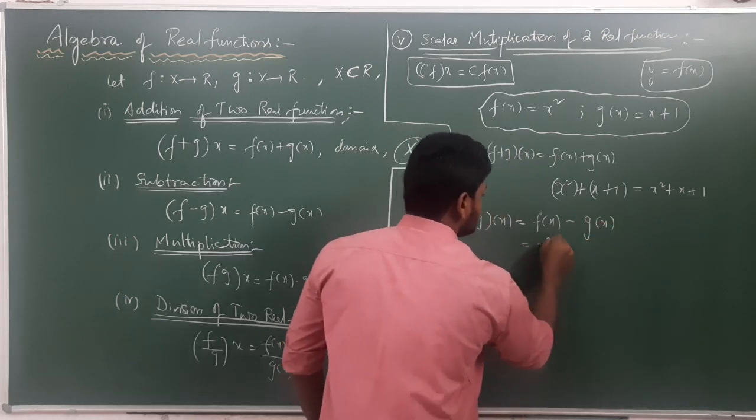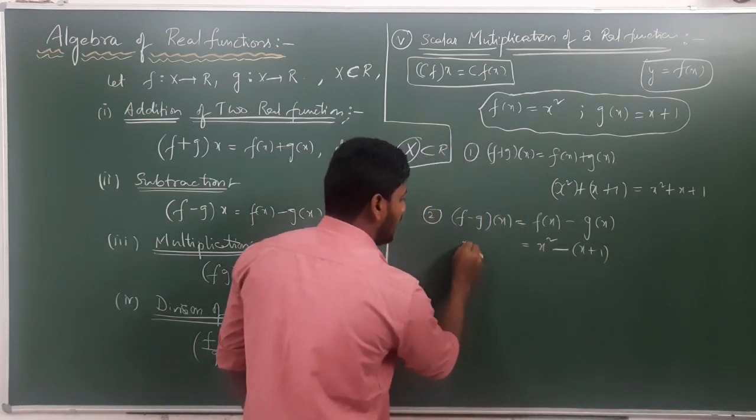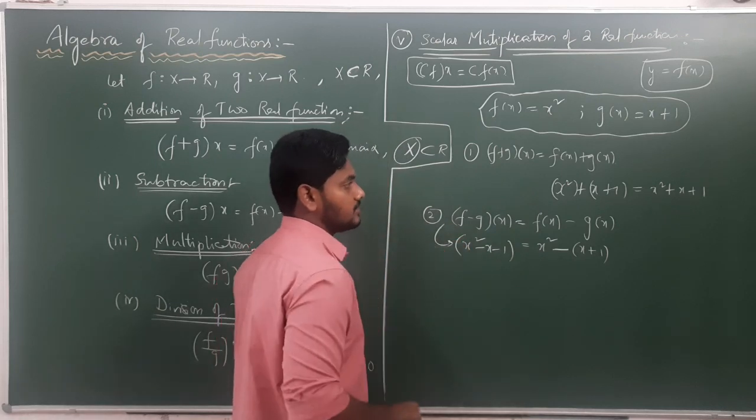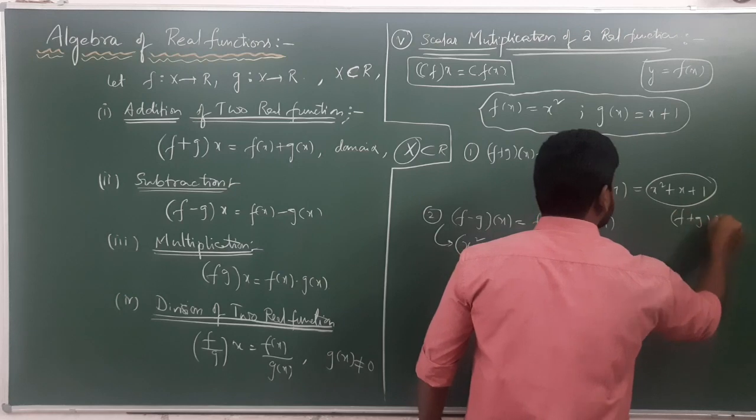What is f of x? x square. Minus, what is g of x? x plus 1. So it will be x square minus x minus 1, which is nothing but f minus g of x. So this is called f minus g of x.